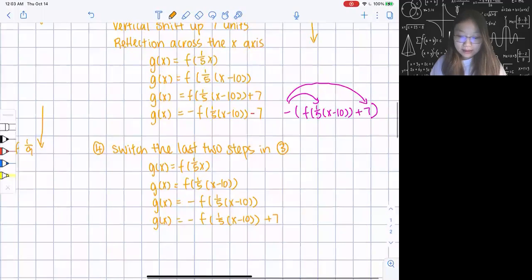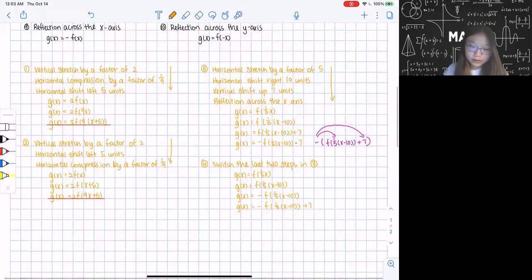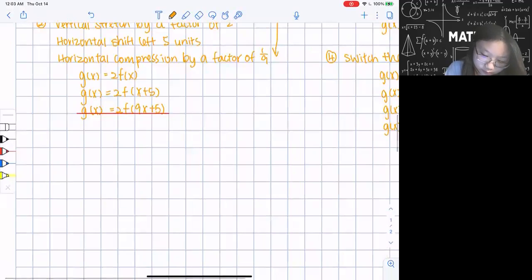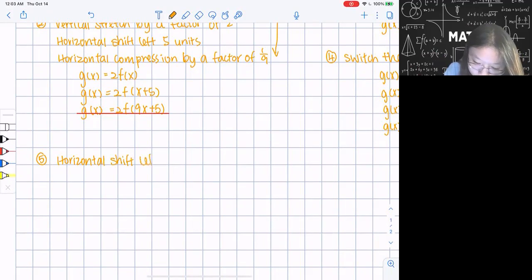Okay. And then I'm going to give you another example that involves a horizontal reflection. So let's see, for everything horizontal, put your transformation next to your x, including this reflection. So let's see an example. Let me do a simple one. A horizontal shift left 8 units.